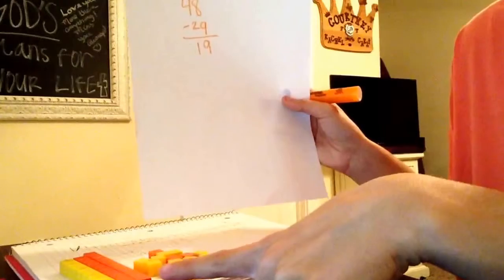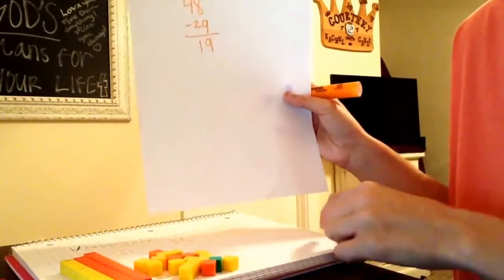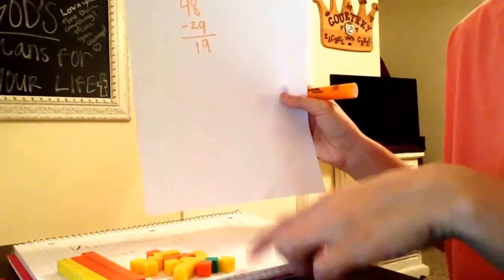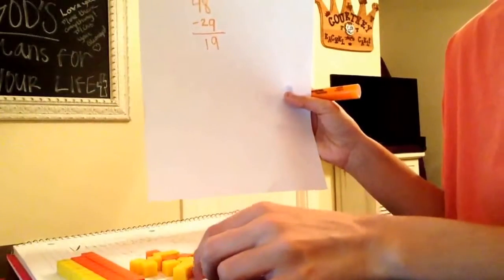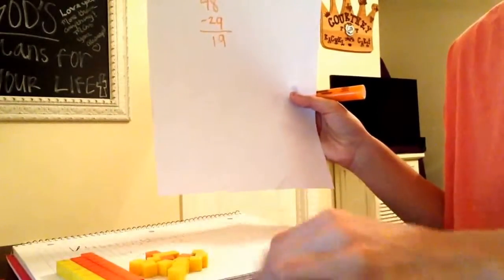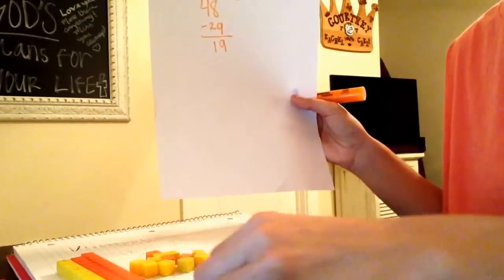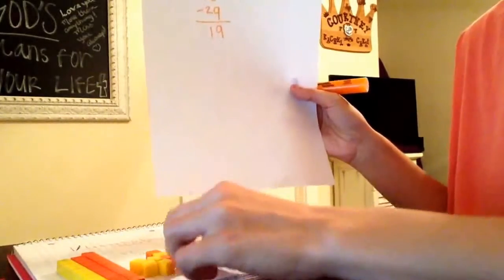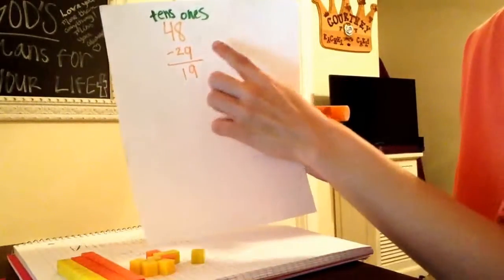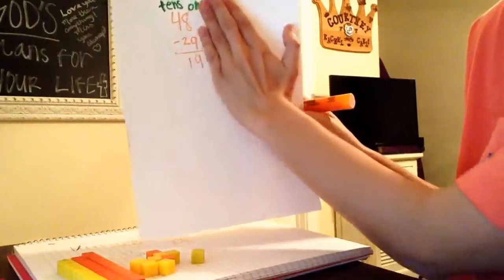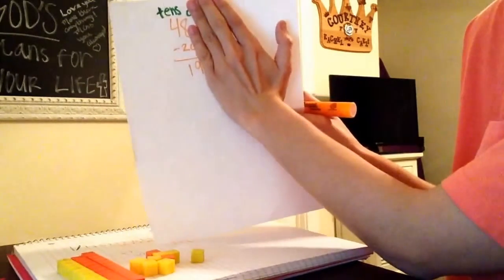So am I going to grab a rod? No, because that's 10. So I'm going to take away 9 single unit cubes. So I'm going to go 2, 4, 6, 8, 9. And since we go from ones to tens, now I'm going to look at the tens, and I'm going to say I need to take away 2 from the 4.